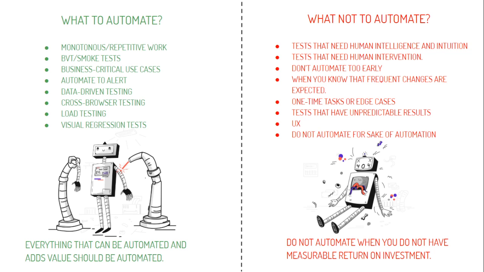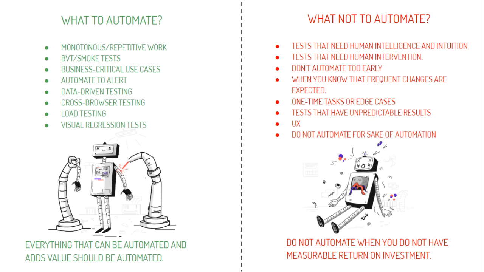Speaking about what not to automate, you should not automate something that needs human intelligence and intuition. Some things are better done by humans than machines. So such cases should not be automated, right? And you should not automate partially. You should not have human intervention when the automation is going on. So if you are automating, you need to automate it end to end.